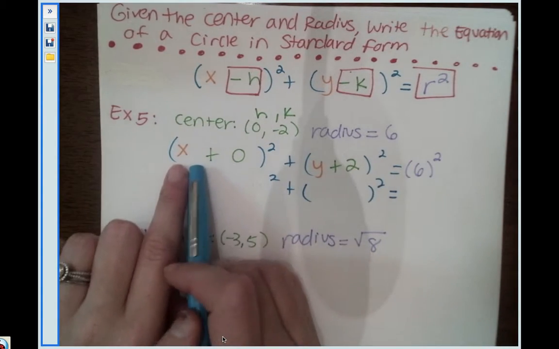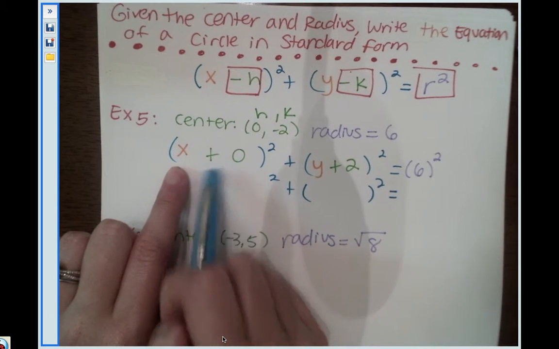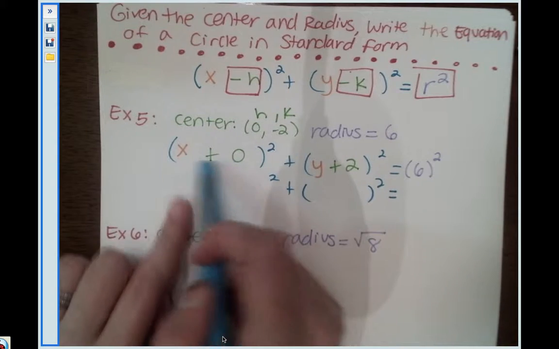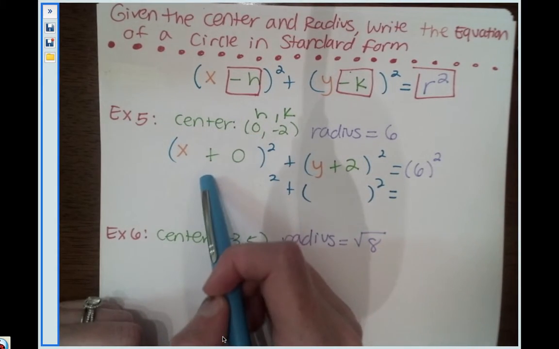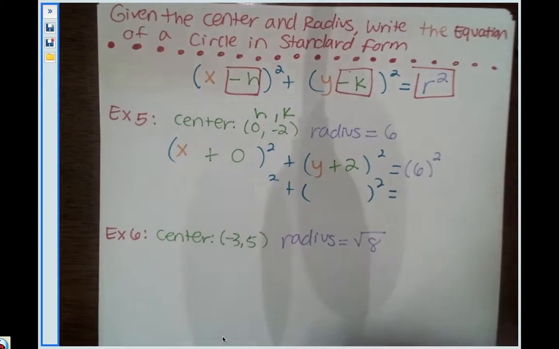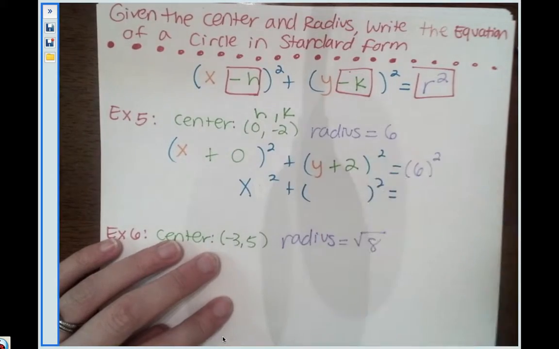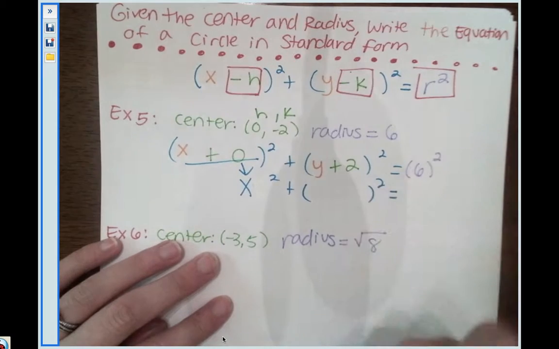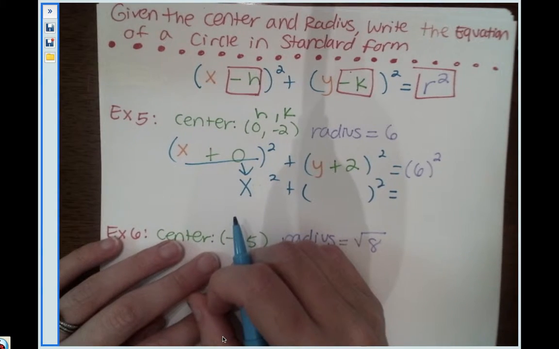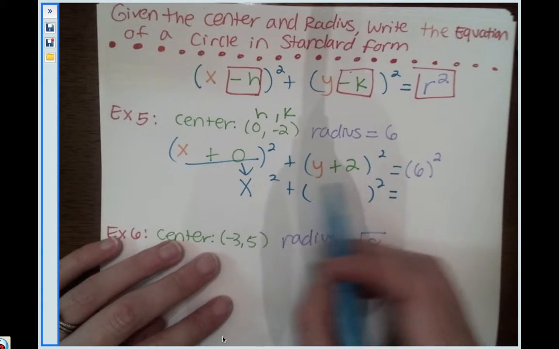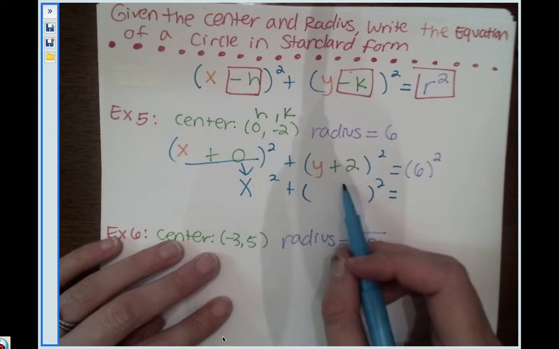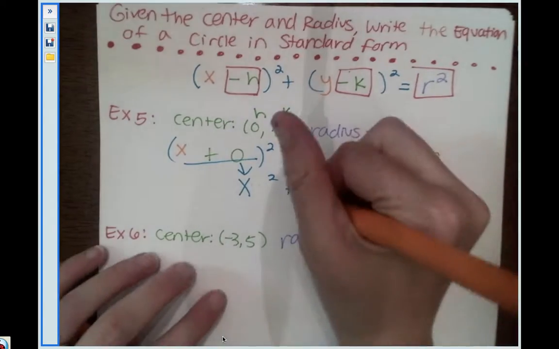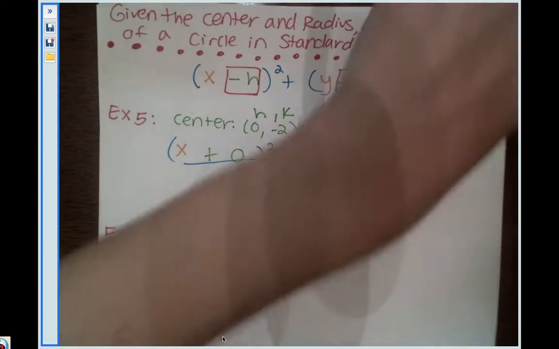All right, so what is x plus 0? X plus 0 is just x. So technically, if I ever have a value for 0, you don't really need to fill it in. It's just simply x squared. So this part reduces down to x squared. And then here, I can't combine my y and my 2. Y plus 2 is just y plus 2, so I'm going to leave that alone. It's just y plus 2 quantity squared.